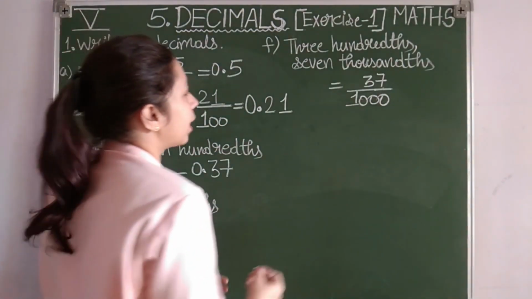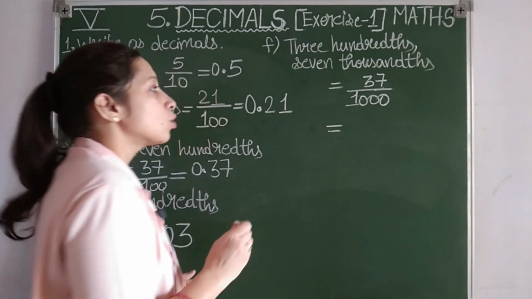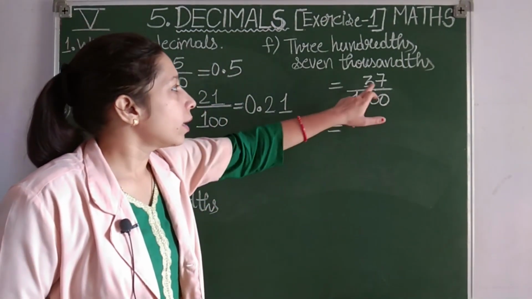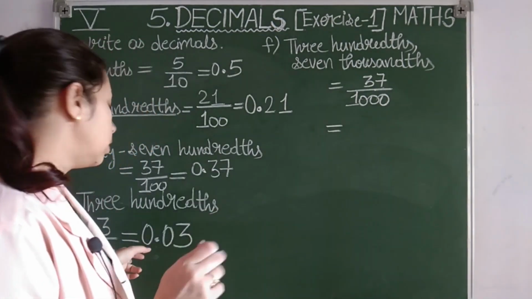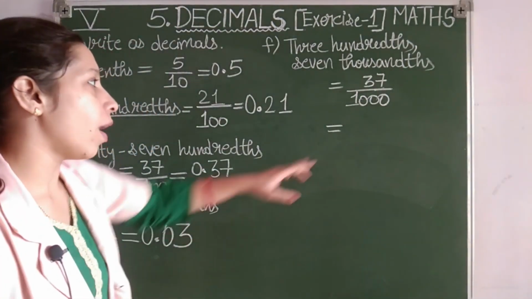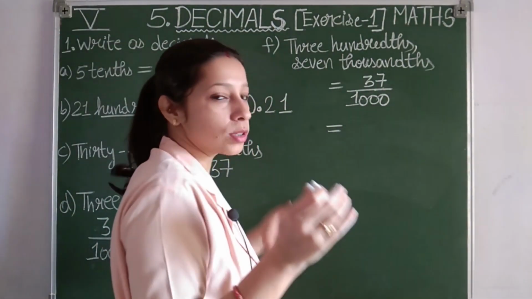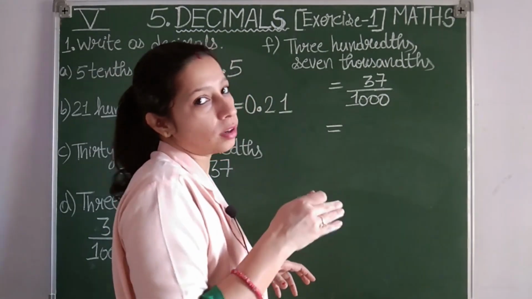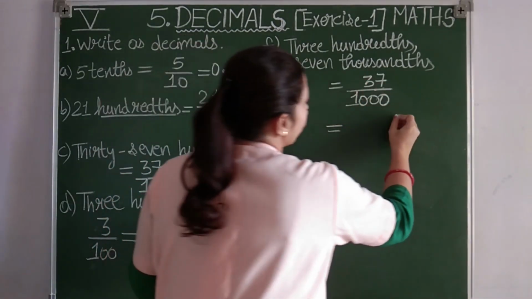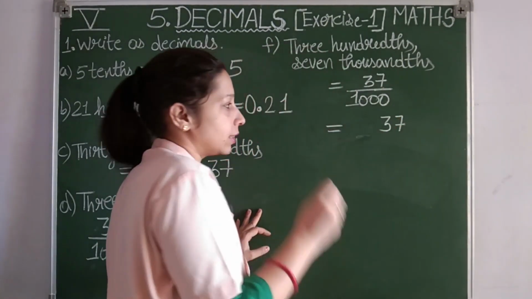Clear students? Now see how many zeros are given? 3 zeros. So yeah, this is sure that here 37 has thousands place value. The trick which I have explained you just now, again I am explaining that one also. How many zeros are there? 3 zeros. Then this is sure that you are going to put point before 3 digits, but here how many digits are there? Only 2 digits are there, isn't it? But we want 3 digits.